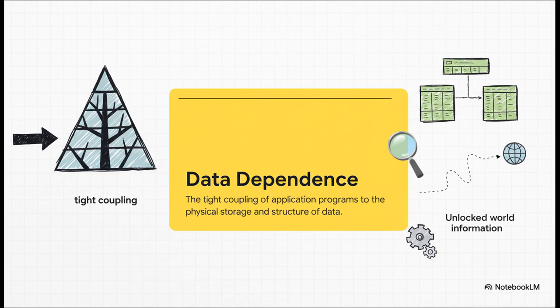And what that means is the app itself, the code, was completely handcuffed to the physical structure of the data. You change the data structure even a little bit, boom, your program breaks. You want to write a new program? You had to know every single tiny detail of how the data was laid out. It was holding everything back.